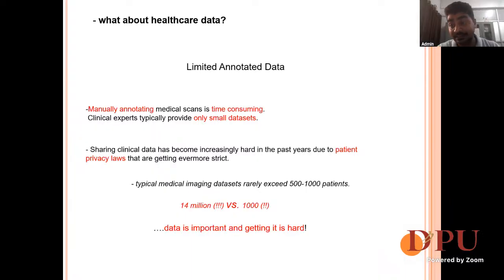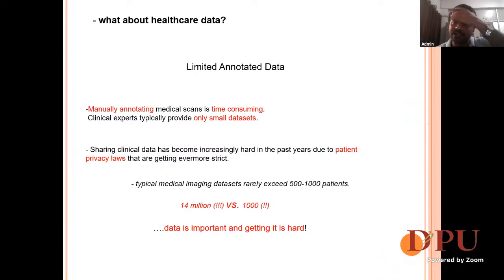So they are reluctant, or sometimes they are bound not to share their private data. So patient privacy policies are there. That's why, when we gather medical data, the main issue we face is limited data size. One time you are talking about 14 million data, other time you are talking about 1000 X-rays. So data is important, gathering is very difficult.